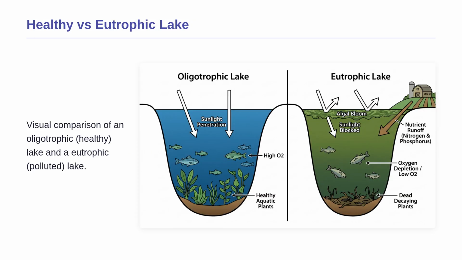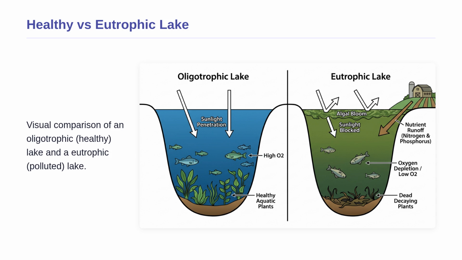Now that we have calculated the severity of the pollution, let us visualize exactly what is happening beneath the surface. On the left side of this diagram, you see a healthy, oligotrophic lake. Notice how the sunlight penetrates deep into the clear water, allowing aquatic plants to thrive at the bottom and providing plenty of oxygen for the fish. On the right side, we see the eutrophic lake.